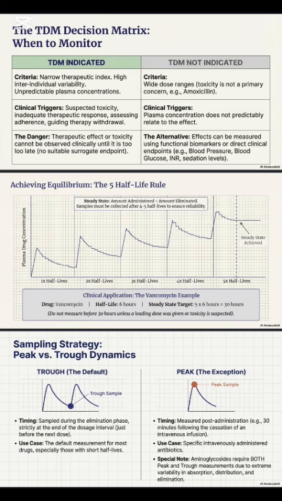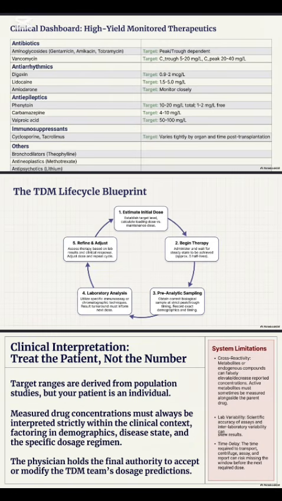When taking a blood sample for TDM, you either take it at the end of a dosing interval, meaning before you give a new dose, or after you give a new dose, though the default is before you give a new dose. Now, what are some drugs that really, really need TDM?